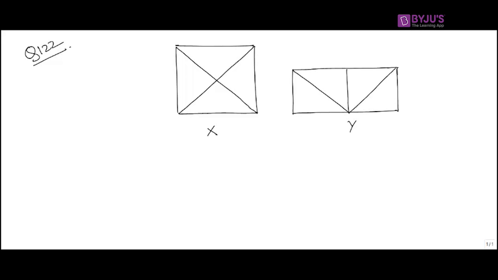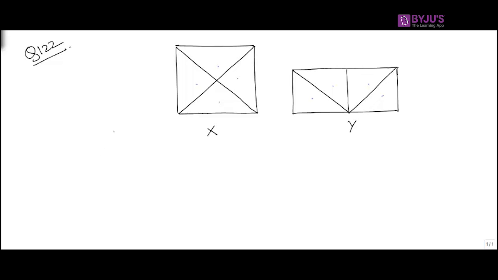GMAT Official Guide 2016, question number 122. The question has already given two diagrams, square X and rectangle Y. X and Y are formed by 8 identical triangular pieces of cardboard. So you can actually see that 1, 2, 3, 4, 5, 6, 7, 8. There are 8 triangles and all of them are identical. What do we need to find out?